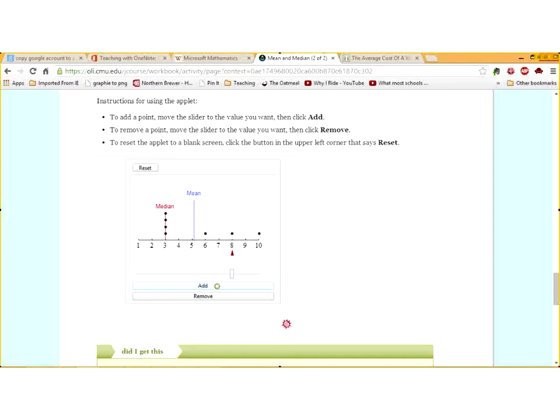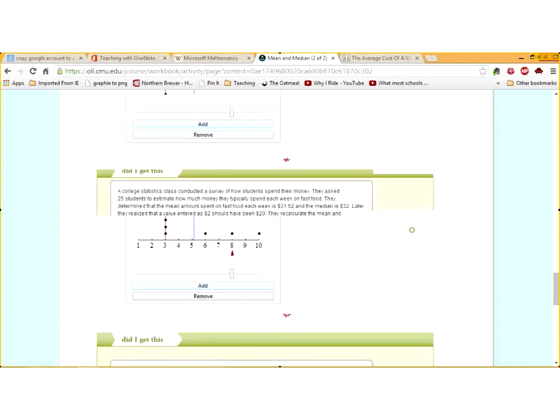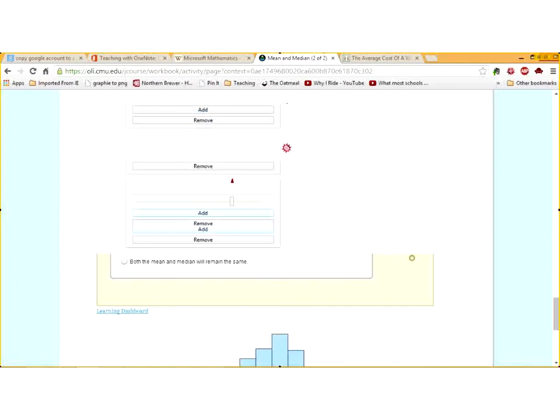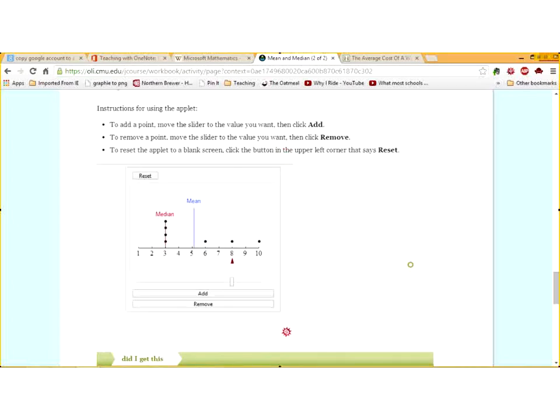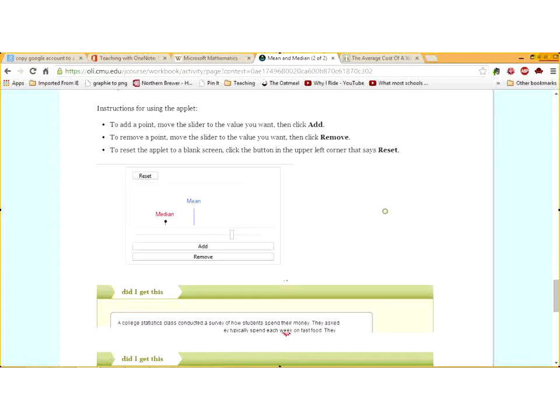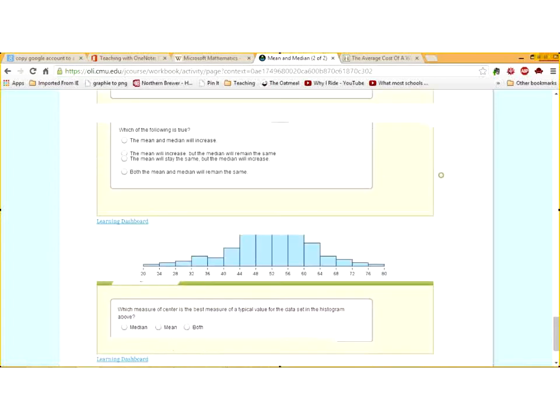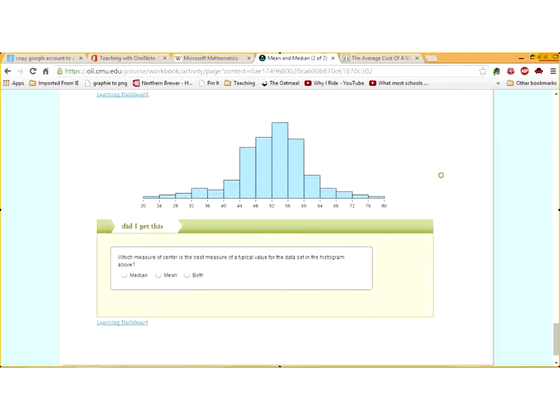So here now I've got a data set of 7 values. The median is 3 and the mean is bigger than 5. So it's just a chance to play with it and see how a few values can change the mean more than the median. All right.